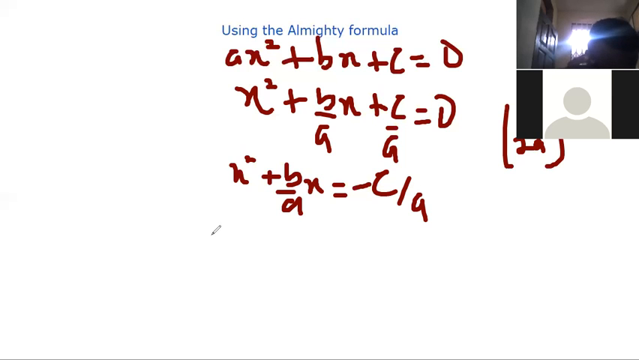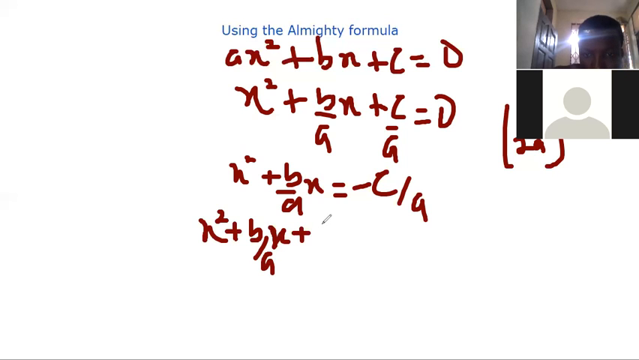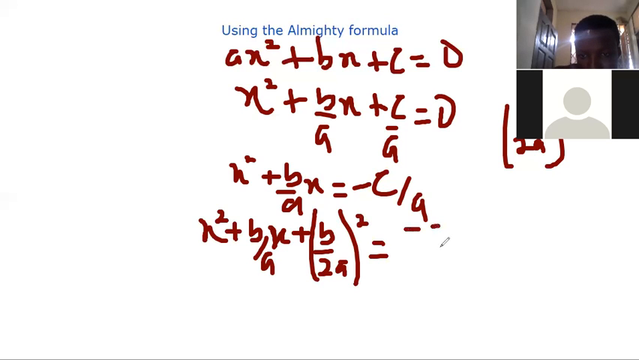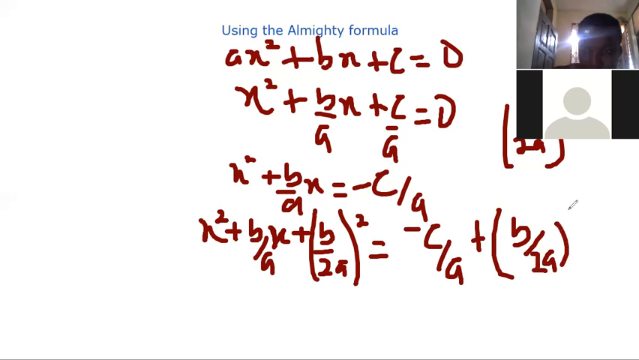So we are going to get x squared plus b all over a x plus, here will be b all over 2a in brackets squared, is equal to minus c all over a plus b all over 2a all squared. I hope you get it to this point.